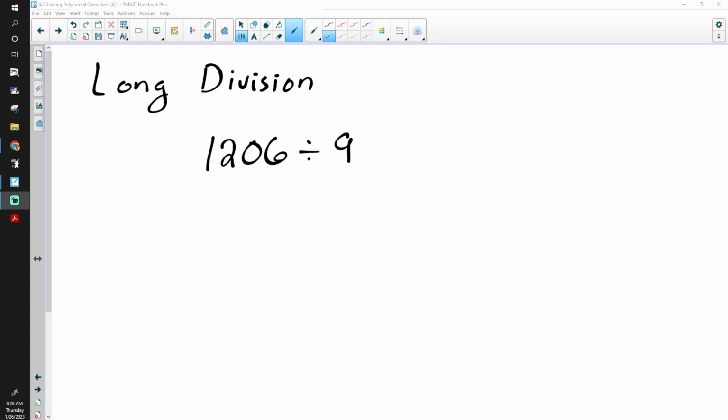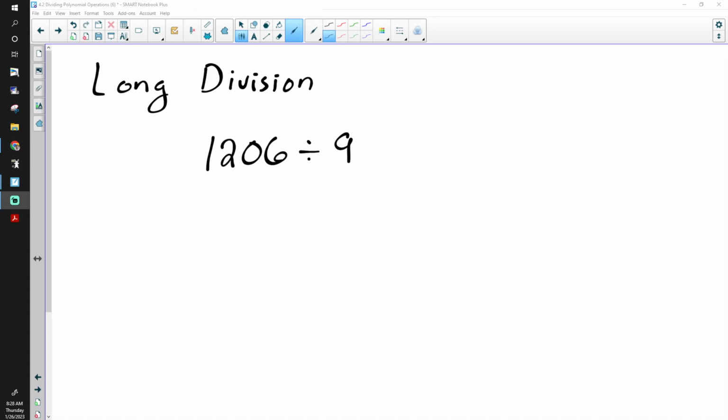Alright, so let's do long division like way back in the day. Yes, we definitely could put this in our calculator and we would get our answer. The bad thing about polynomial division is the calculator doesn't really help us. We can't put a polynomial in the calculator and divide out another polynomial. Our calculators just aren't that smart.